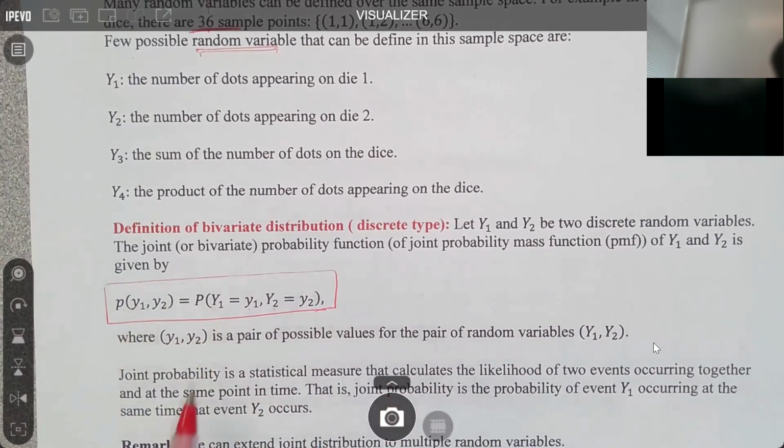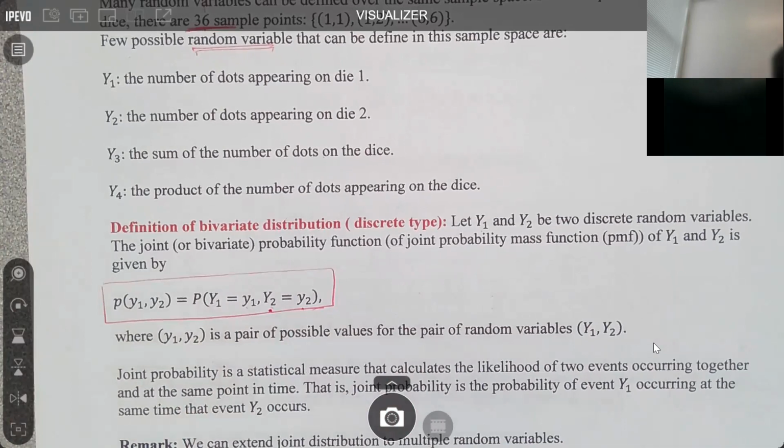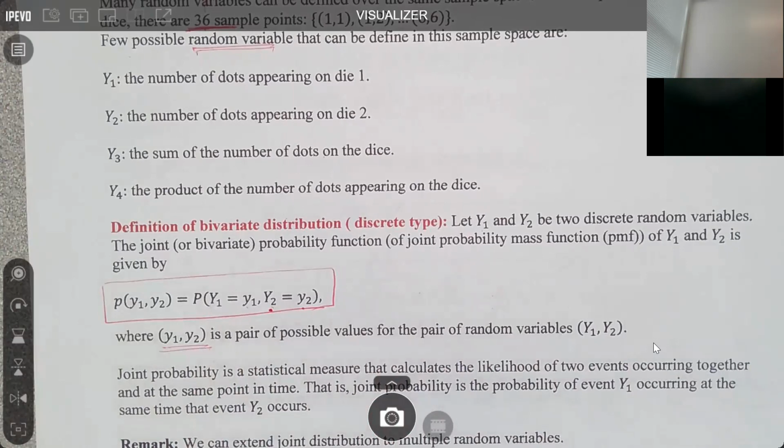Okay. And remember here, a random variable is denoted by a capital letter, right? And its value is denoted by the small letter. And y2 is denoted by the random variable Y2 in capital letter and the value in small letter here. Now, y1 and y2 is a pair of possible values for the pair of random variables Y1 and Y2. So it is the values taken by them, it is an ordered pair, right?